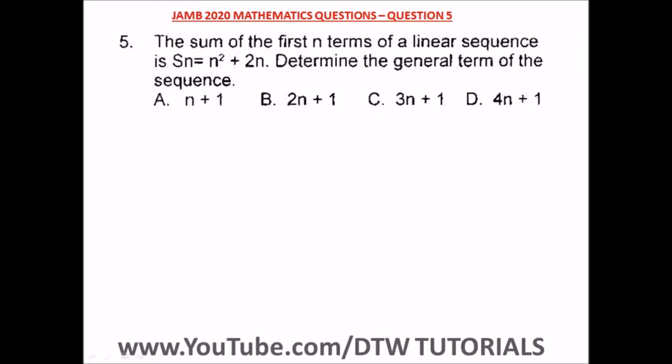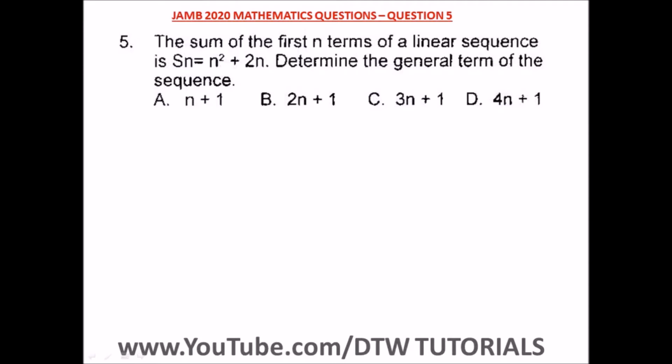Now this is question number 5 of 2020 JAMB mathematics. We're told that the sum of the first n terms of a linear sequence is Sn equals n squared plus 2n. Determine the general term of the sequence.